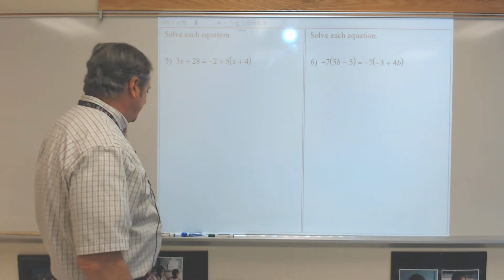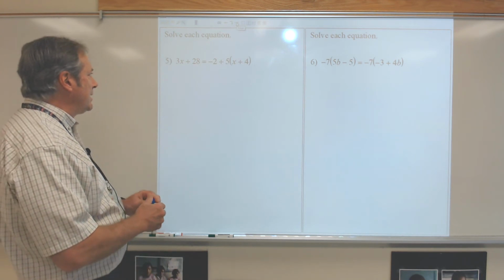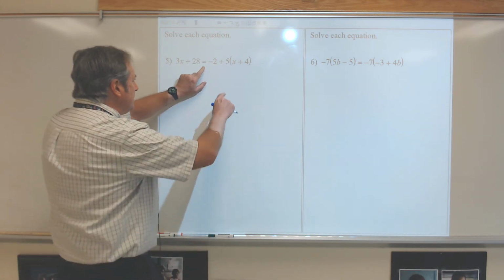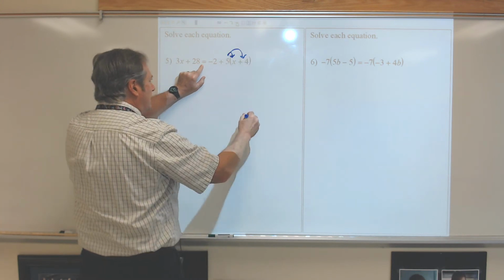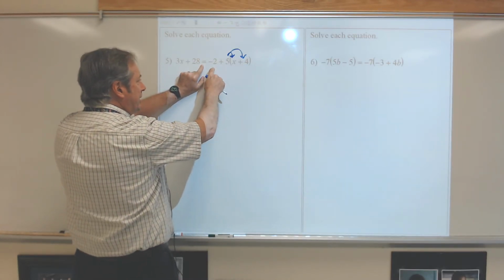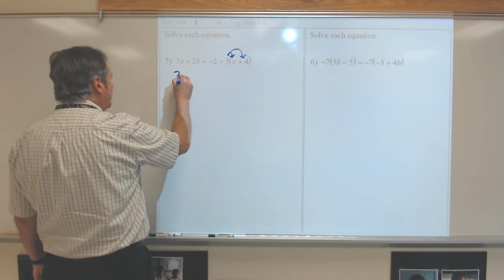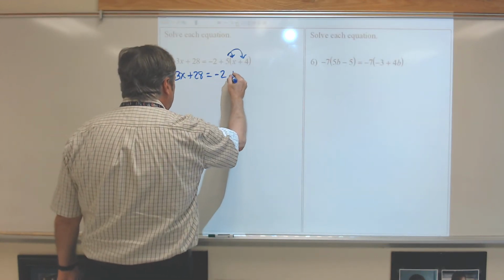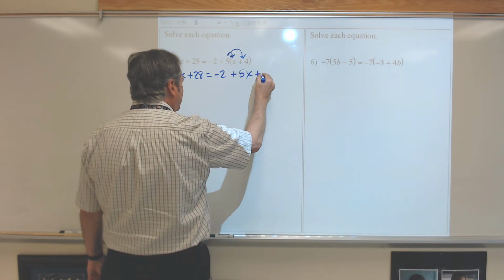So 5 and 6, okay, kind of more of the same, a little bit more complicated. On the left side of the equal sign, nothing to do here, but here I can tell I need to distribute, and since 5 times 4 is going to give me a 20, I will need to combine that 20 with that negative 2 on this side before I move on. So let's just keep that in mind. So we rewrite a 3x plus 28 equals negative 2 plus 5 times x is 5x. 5 times 4, positive, is 20.